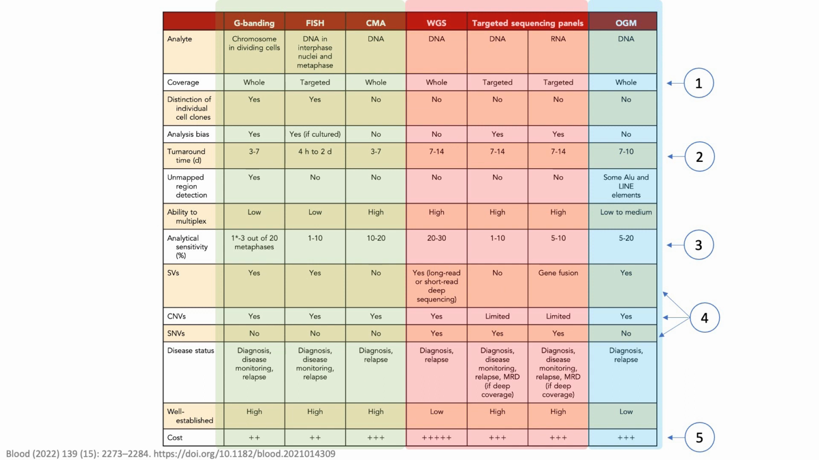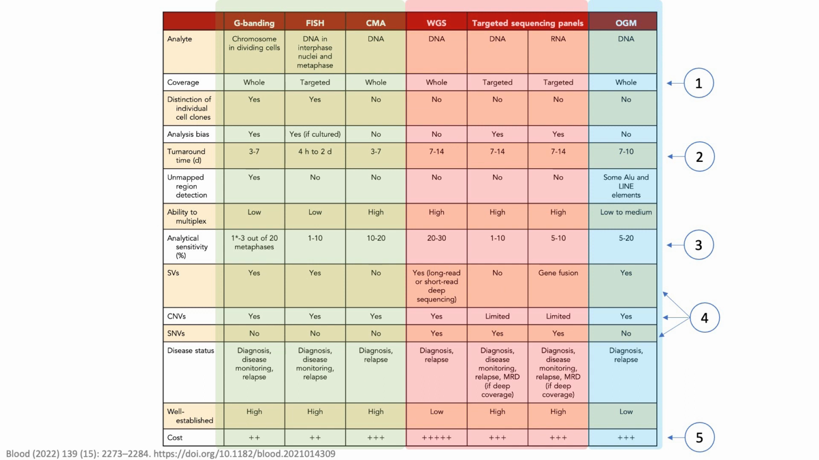So this is my last slide, where I highlighted in green the standard cytogenetics, FISH, and arrays, in red the whole genome sequencing and targeted DNA and RNA, and finally, the optical genomics. What I want to highlight is, think of optical genomic mapping as arrays on steroids. So it's not targeted. It's actually the whole genome.